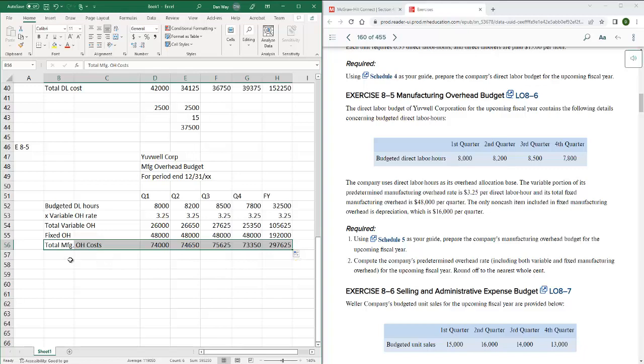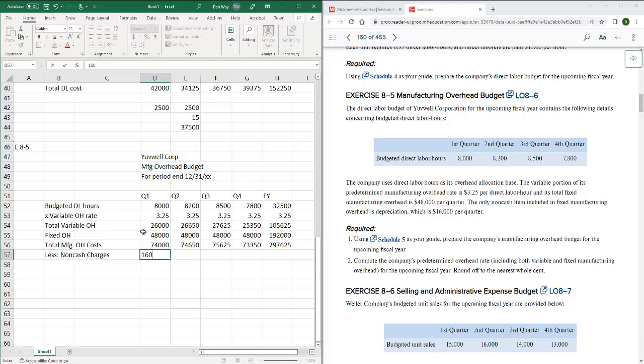We do have a second one though, because what we want to do after that is take out non-cash charges so that we can figure out what the cash expenditures for overhead are. That way it can tie out to our cash budget, right? So we know that to be 16,000 in depreciation every quarter. That's the very last line here. The only non-cash item there was the 16,000 in depreciation. So as a whole for the year then, 16,000 times 4, or added up, is 64,000.